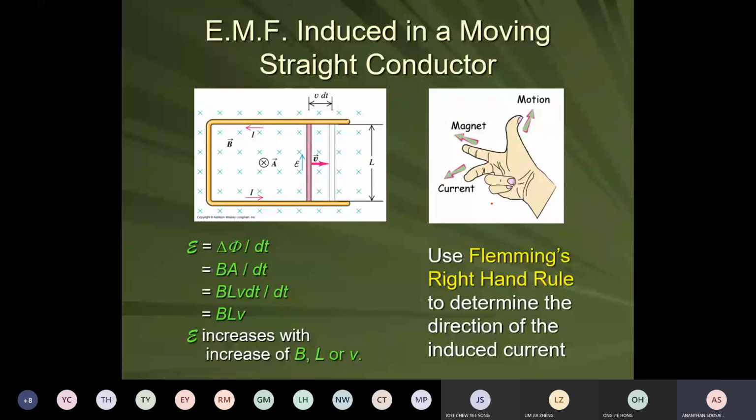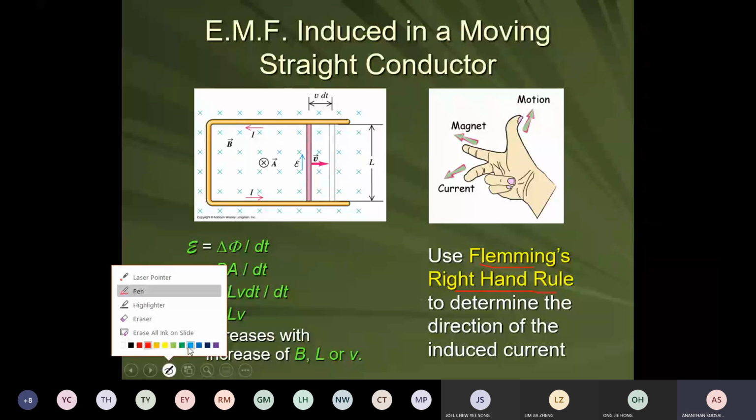So now comes Fleming's right-hand rule. Don't mix up the left-hand and right-hand rules. Fleming's right-hand rule can only be used for a generator. Fleming's left-hand rule is used for a motor. For example, how do you know if it's a motor or a generator? You check what is produced.